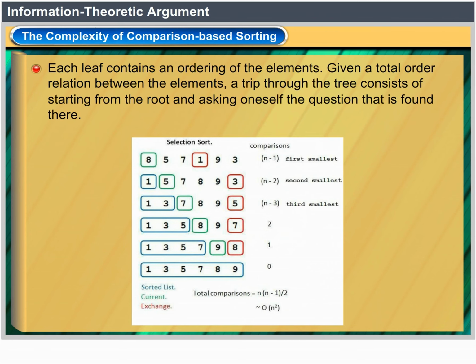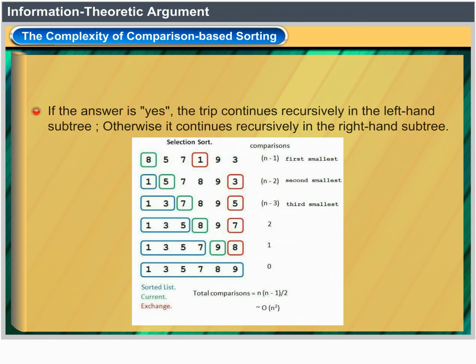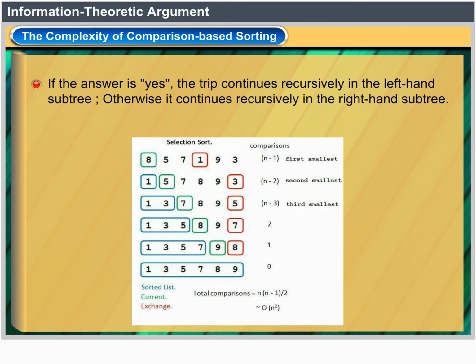Given a total order relation between the elements, a trip through the tree consists of starting from the root and asking oneself the question that is found there. If the answer is yes, the trip continues recursively in the left-hand subtree.